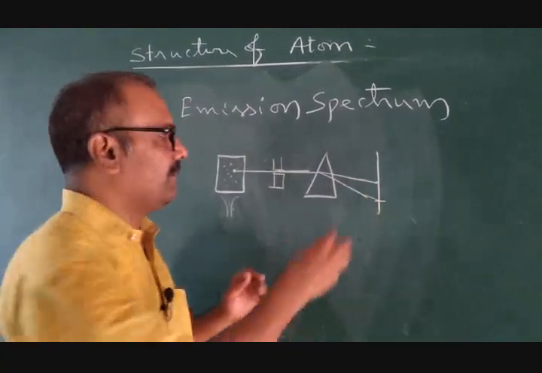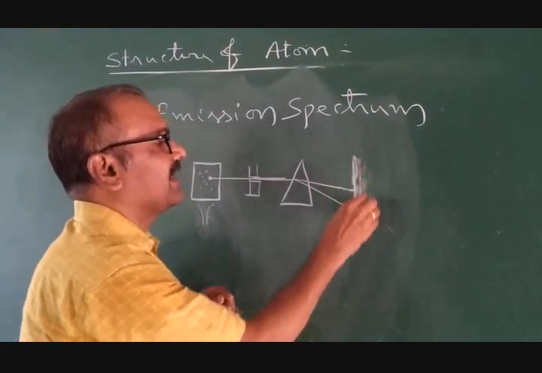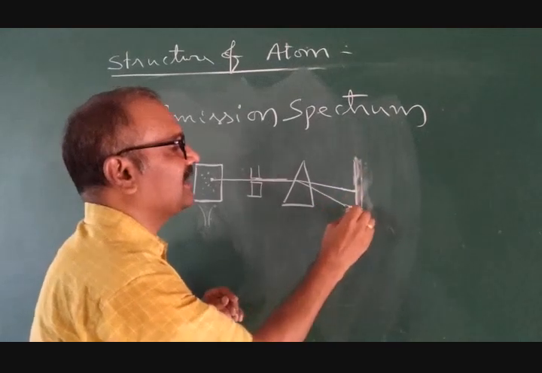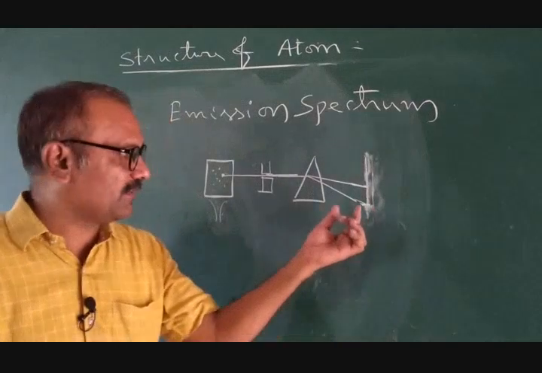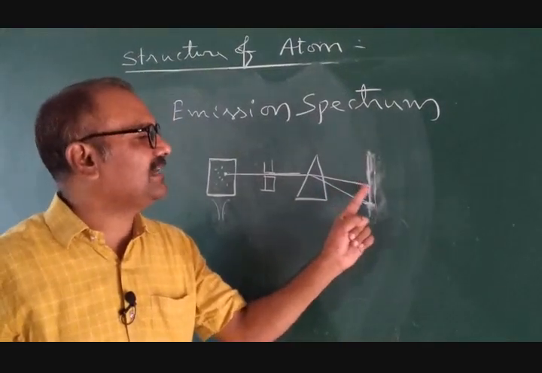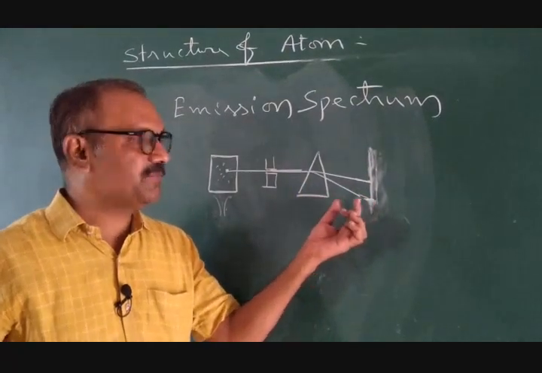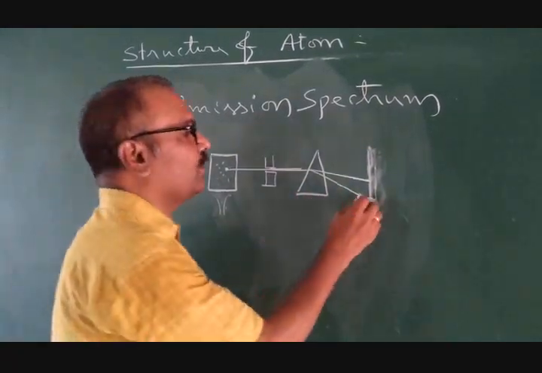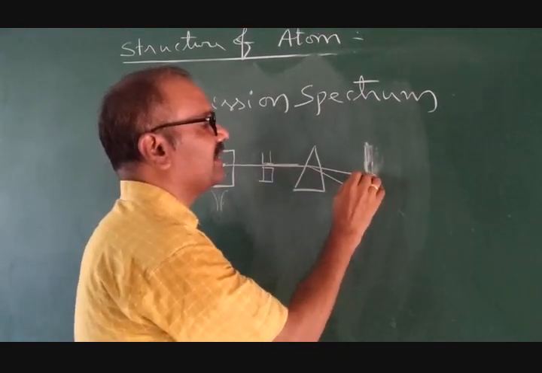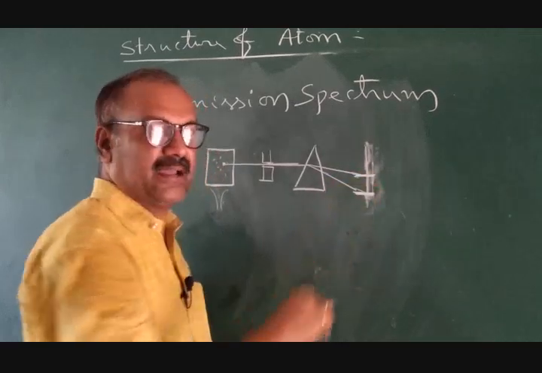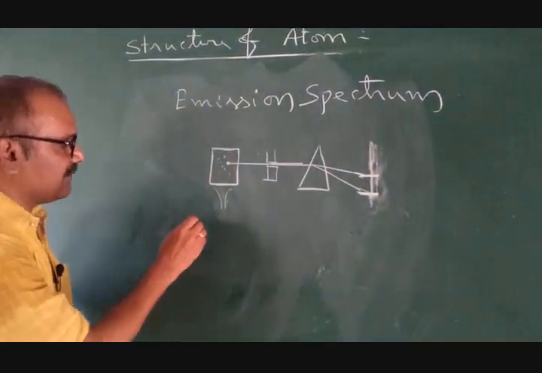Generally, emission spectrum is formed on a black photographic plate, a dark photographic plate with bright lines. I will show this photographic plate. White bright lines on a dark photographic plate. If sodium is taken, we'll get two lines in the yellow region, two different distinguished lines formed on the photographic plate. This is called emission spectrum.